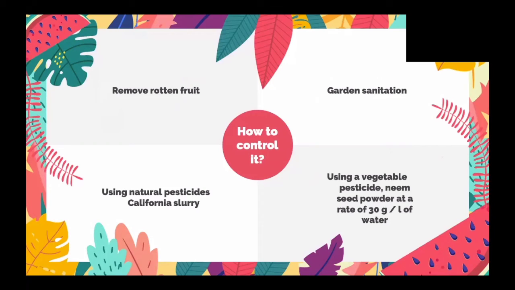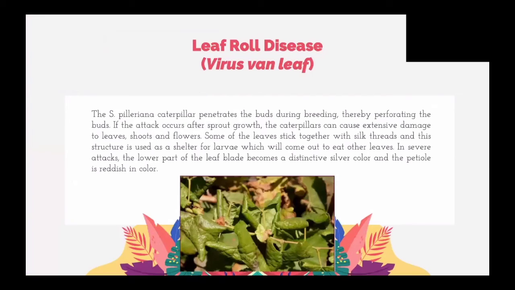Next is leaf roll disease. The caterpillar penetrates the buds during breeding, thereby perforating the buds. If the attack occurs on the sprout growth, the caterpillar can cause extensive damage to the leaf, shoot, and flower. Some of the leaves stick together with silk threads, and this structure is used as shelter for larvae. In a severe attack, the lower part of the leaf blade becomes a distinctive silver color and the petiole a reddish color.